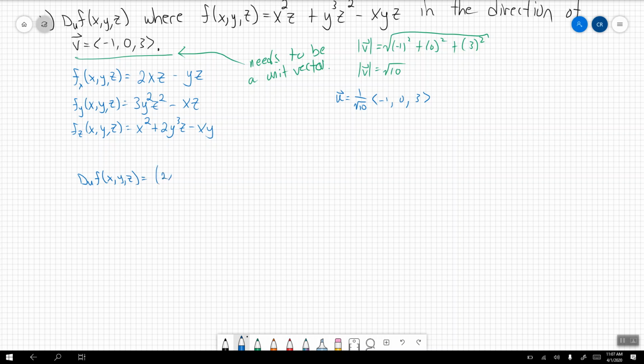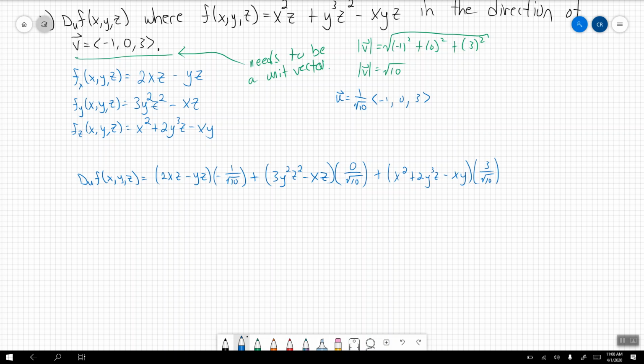That was 2xz minus yz, and this is going to be multiplied by the first component of the unit vector, which is -1 over root 10, plus the next partial derivative, which is 3y squared z squared minus xz, multiplied by the second component of that unit vector, plus x squared plus 2y cubed z minus xy, multiplied by the last component of the unit vector, which is 3 divided by root 10.